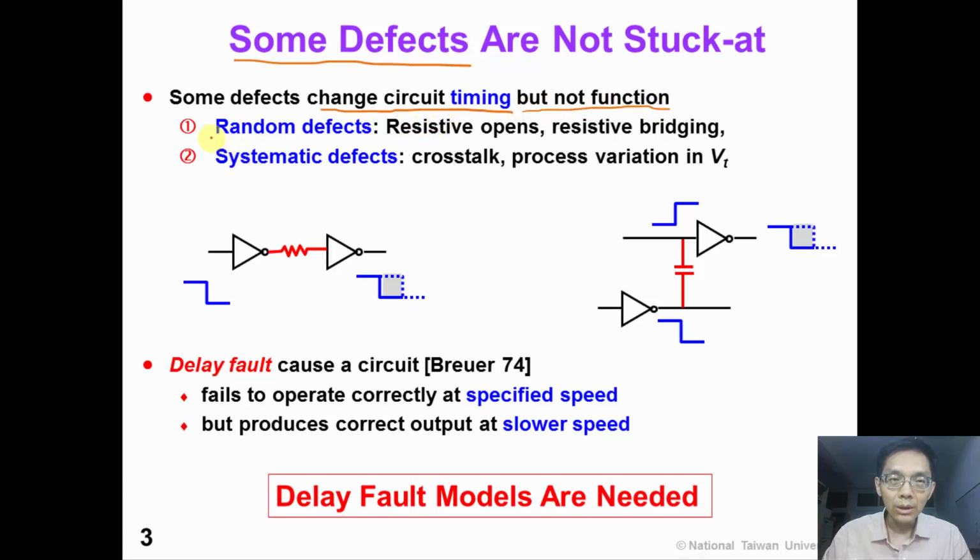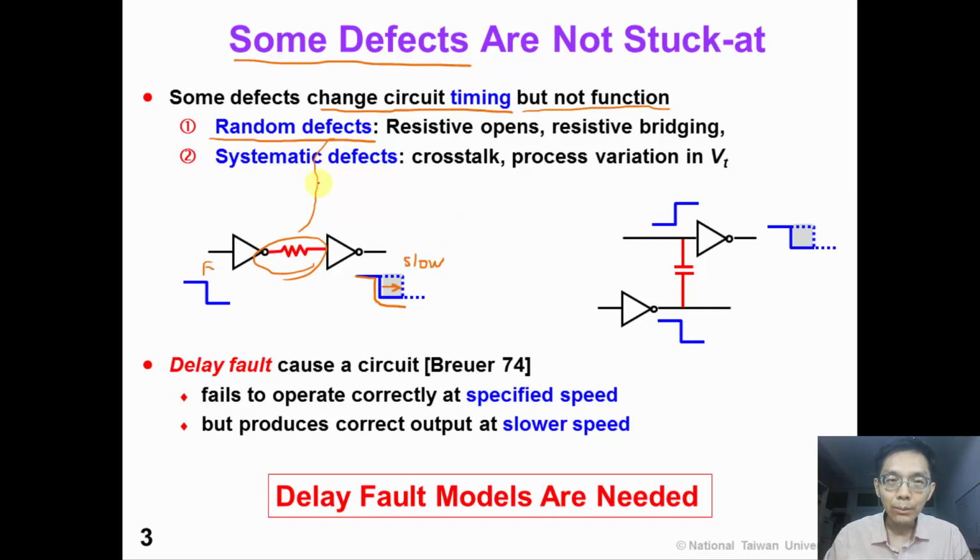For example, for a random defect, such as a resistive open, suppose we have a poor via or a poor contact between two inverters. If we apply a rising transition at the input, the good output can be like this, but the faulty output is slower than the good output. It is not a stuck-at fault. The output is just slower, but it is not stuck.